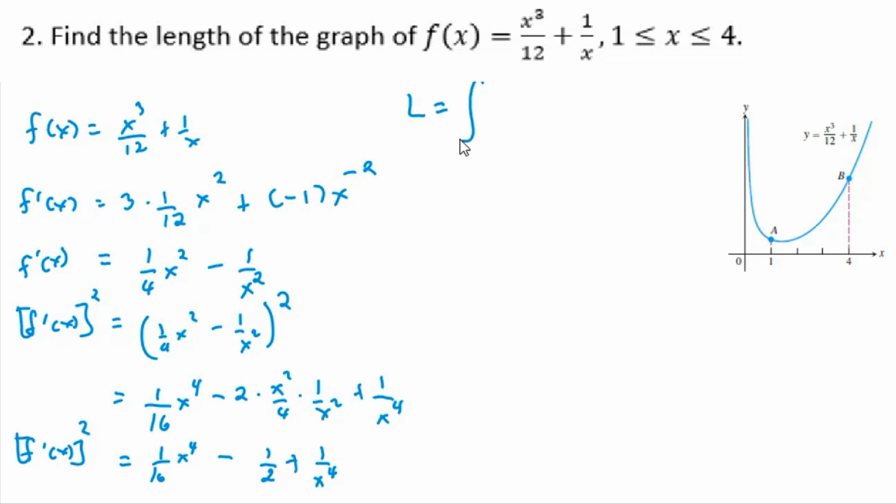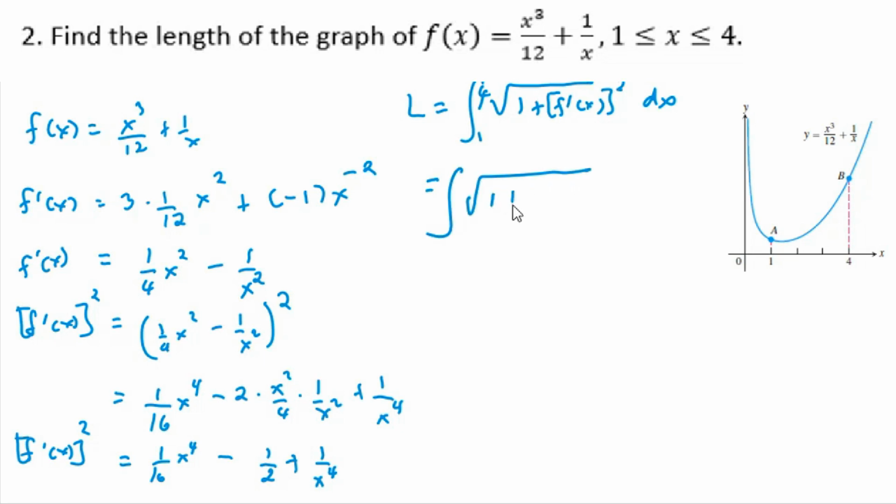We have L is equal to the integral of the square root of 1 plus the square of the first derivative dx from 1 to 4. So by substitution, we can write now the square root of 1 plus 1 over 16 of x raised to 4 minus 1/2 plus 1 over x raised to 4 dx with the interval from 1 to 4.